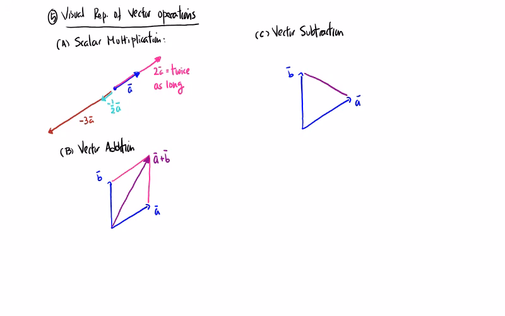And then the way to think about which way it goes, because this is always a bit confusing, is like if you have, say, A minus B, and you add it to B, you get A. So what I'm going to do is think of it that way. Right? So A minus B goes from tip of B to tip of A.